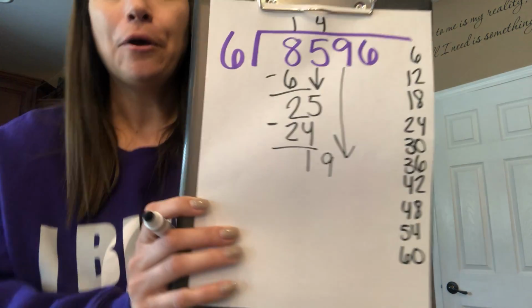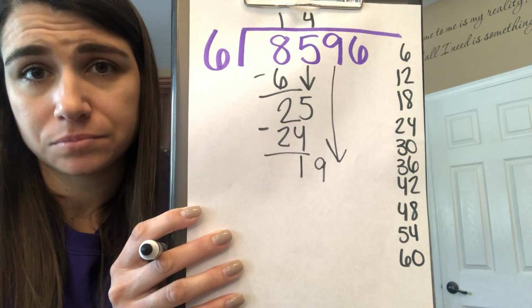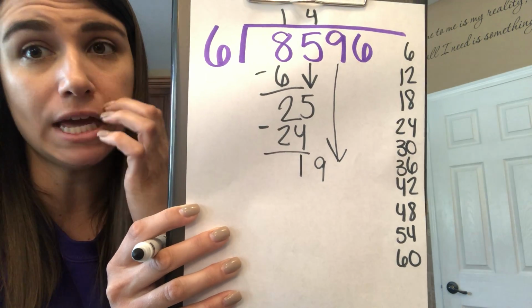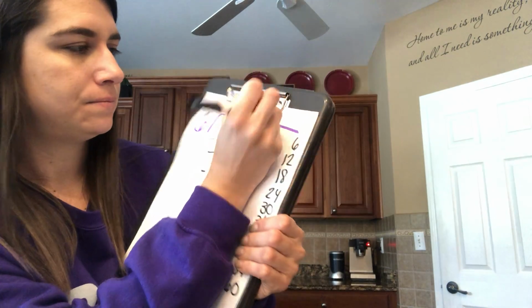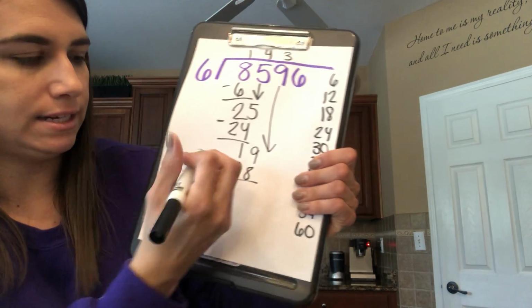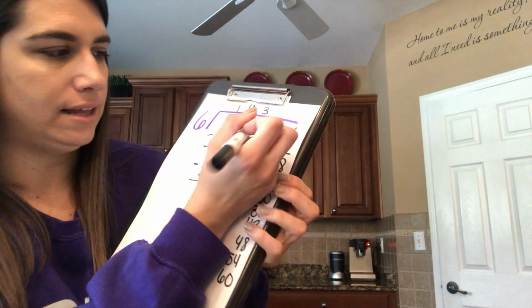The arrow's not really pointing to the right spot, but that's okay. So 19 divided by 6. I'm going to try to get to the one without going over, so I'm going to use 18, which is going to be 3. So the 3 is going to go on top. 6 times 3 is 18. 19 minus 18 is 1. And then I'm going to bring down the 6, the last one.